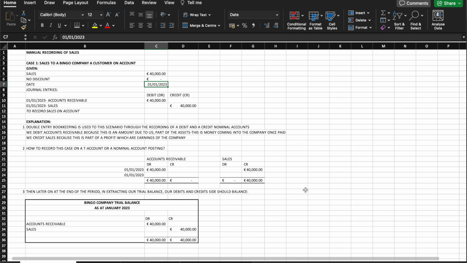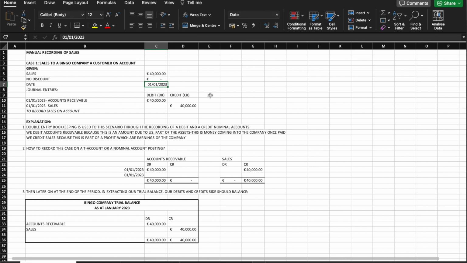So, manual recording of sales. I'm just showing you in the spreadsheet here how to understand the recording of a simple transaction of sales. So we have a case here, sales to a bingo company, a customer on account. The given information is that we have sales of 40,000 with no discount, and the date was in January 2023. So this is the start of the period of the year.